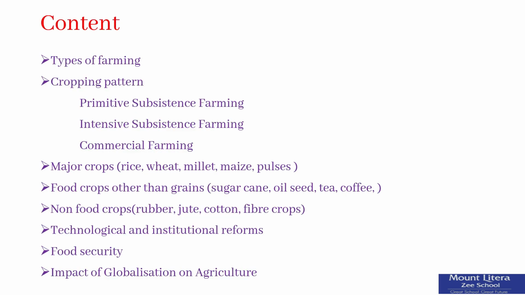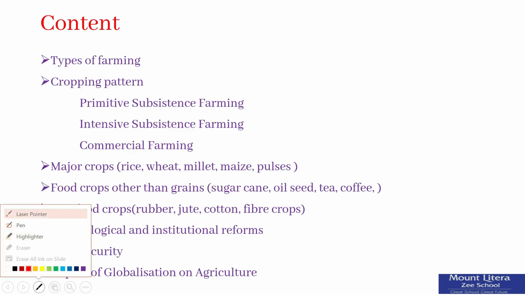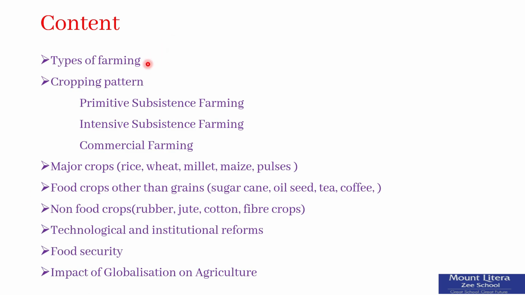India is an agriculturally important country. 2/3 of its population is engaged in agricultural activities. Agriculture is a primary activity, which produces most of the food that we consume. The content of the chapter is given below.